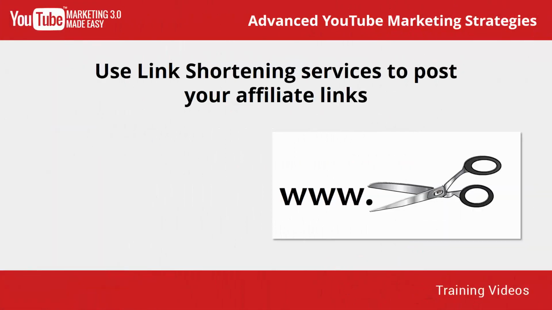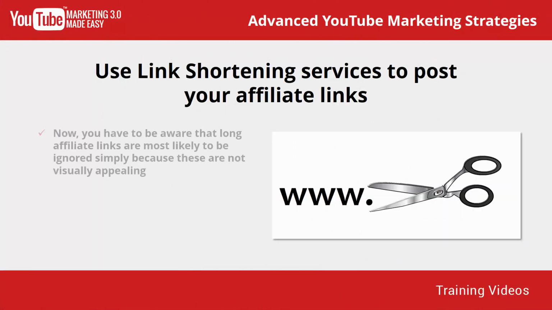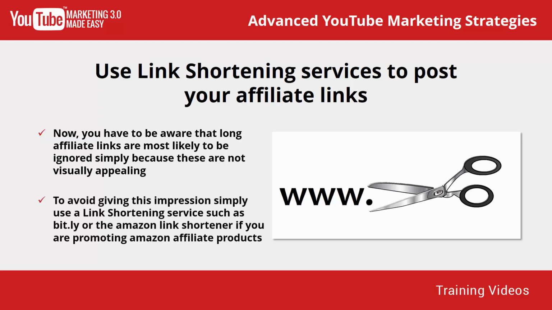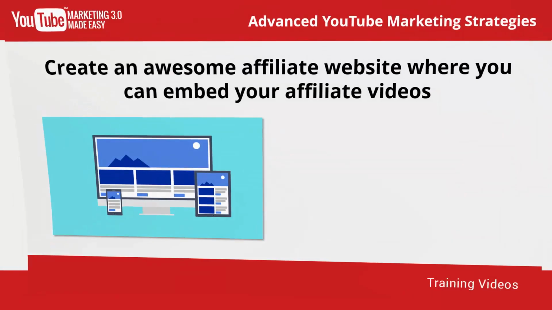Use link shortening services to post your affiliate links. Now, you have to be aware that long affiliate links are most likely to be ignored, simply because they are not visually appealing, and they make viewers think that you are just redirecting them to a sleazy offer. To avoid giving this impression, simply use a link shortening service, such as Bitly or the Amazon link shortener if you're promoting Amazon affiliate products.